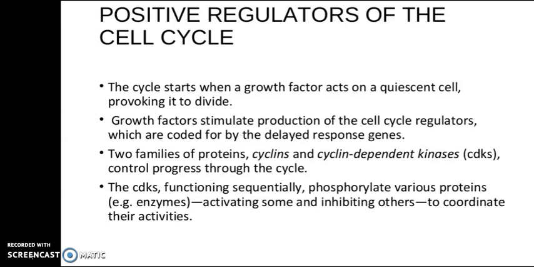Then the growth factors stimulate production of the cell cycle regulators, which are coded for by the delayed response genes. There are two families of proteins, cyclins and cyclin-dependent kinases, that is CDKs, which control the progress through the cycle. The CDKs, functioning sequentially, phosphorylate various proteins, for example enzymes, activating some and inhibiting others to coordinate their activities.